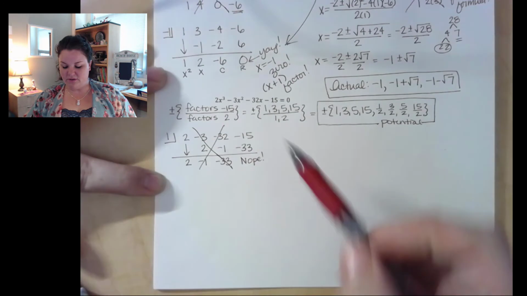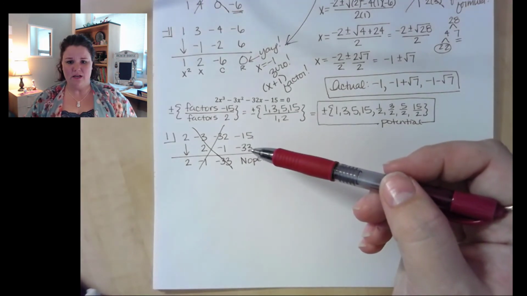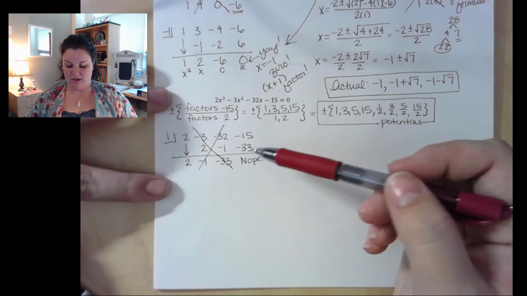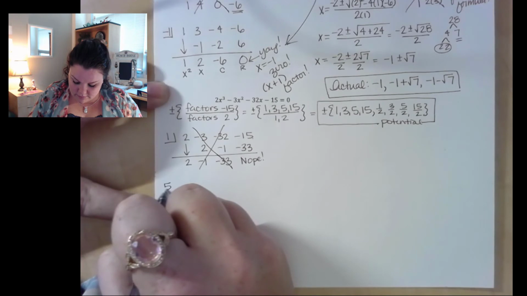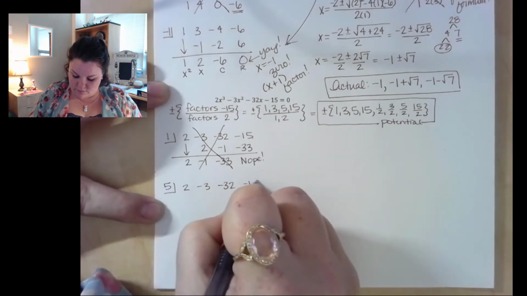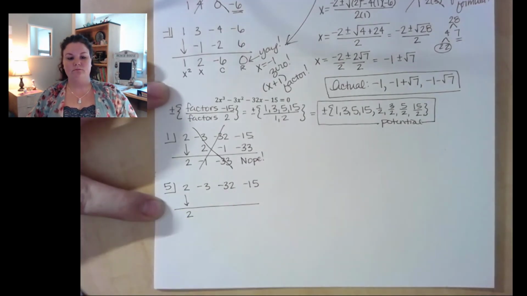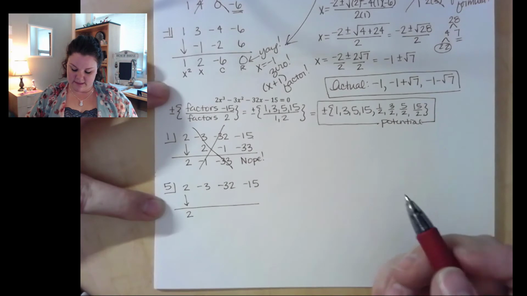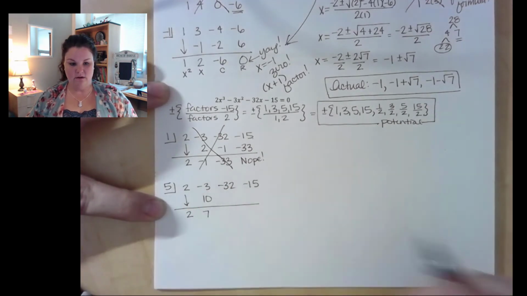All right, so I was pretty far away, 15 and 33, that I didn't even have one positive, one negative. So I'm just going to pick a bigger number and see if that works. Let's try 5, okay? Let's try 5. 2, -3, -32, -15. So let's bring down 2. 2 times 5 is 10. -3 and 10 gives me a 7.